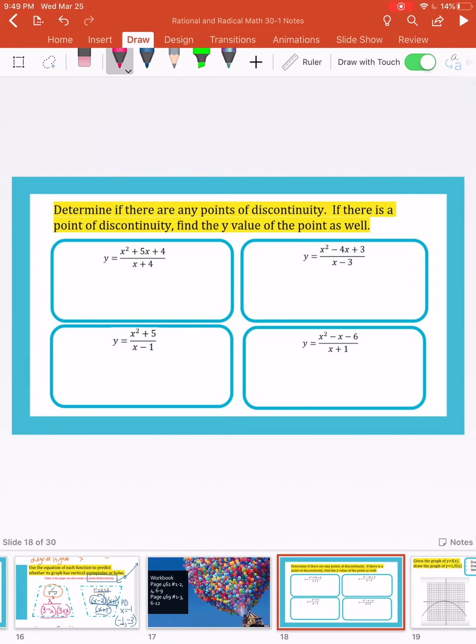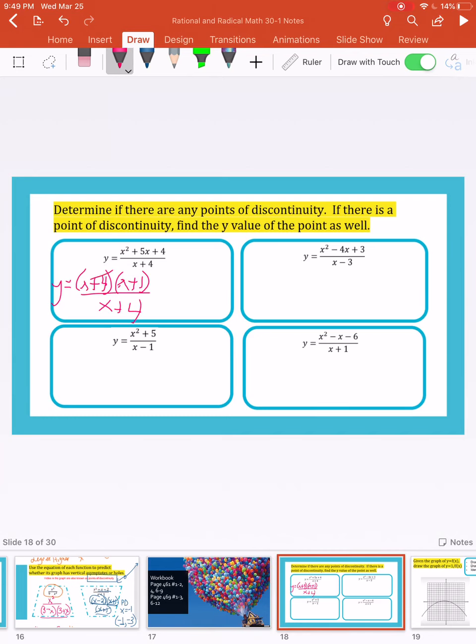So x squared plus 5x plus 4. I'm looking for two numbers that multiply to give me +4 and add to give me +5. So in this case, those two numbers are going to be x plus 4 times x plus 1, all over x plus 4.